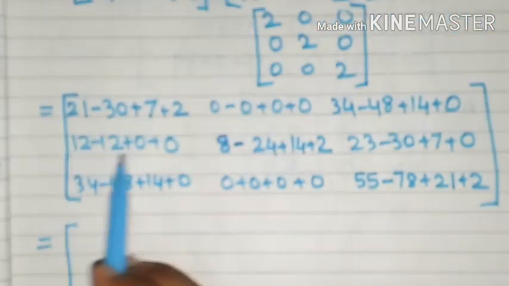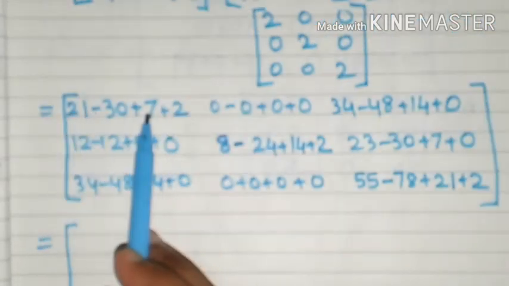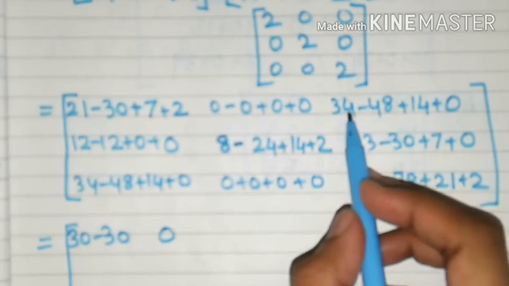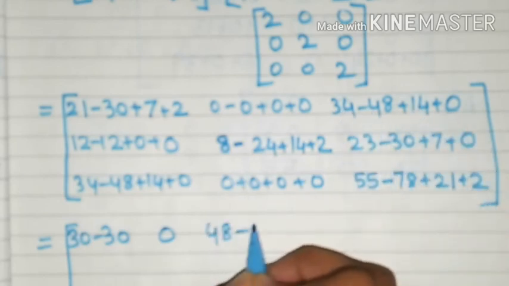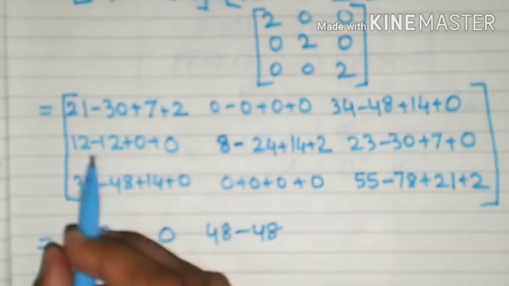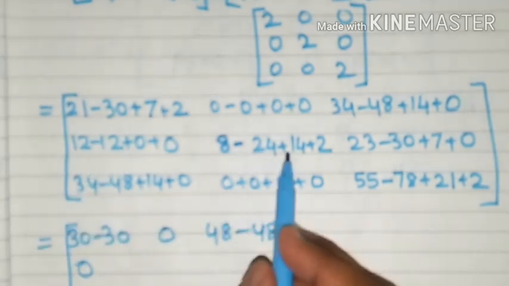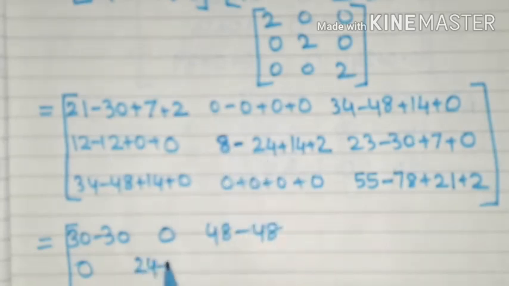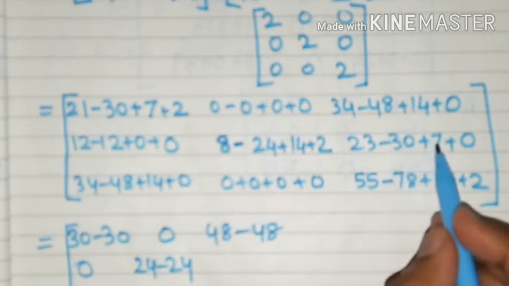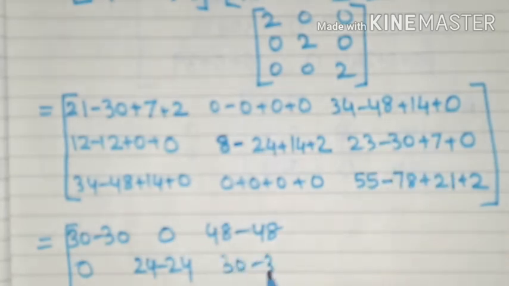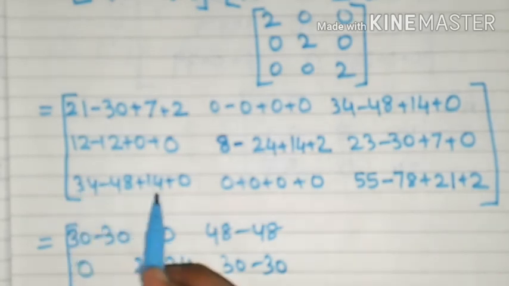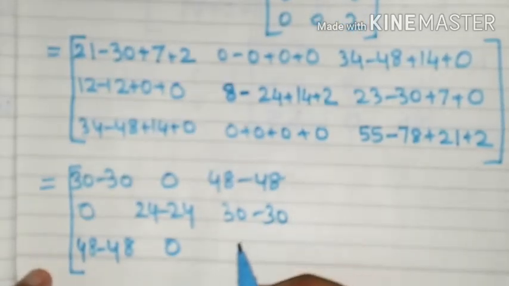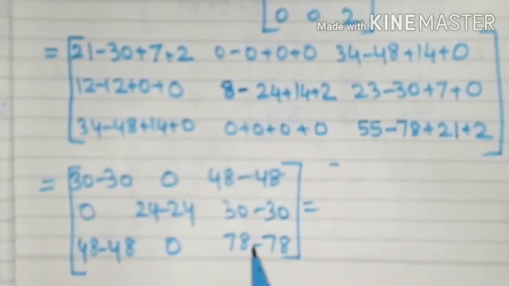Now friends, all that is remaining is to simplify this matrix. If you see here, 21 plus 9 is 30. So 30 minus 30. Here you will get 0. This is nothing, but if you see 34 plus 14 is 48. So 48 minus 48. Now let's go to the second row. This is 12 minus 12, directly 0. Now here if you see 14 plus 2 is 16. 16 plus 8 is 24. So you have 24 minus 24. Then here if you see it is 7 plus 23, that is 30. 30 minus 30. Now the third row, if you see, it is nothing but 34 plus 14. 48 minus 48. This is 0. And so third row, third column will be 78 minus 78.